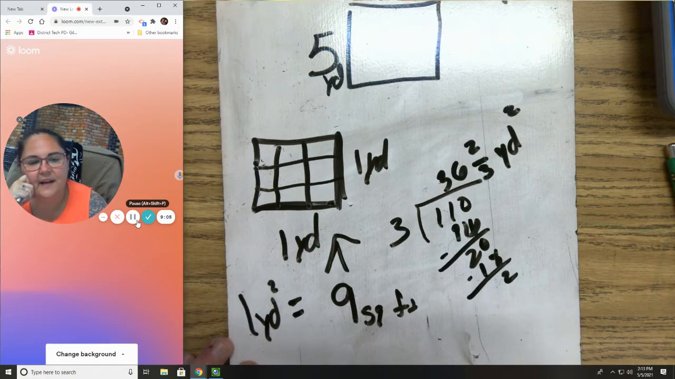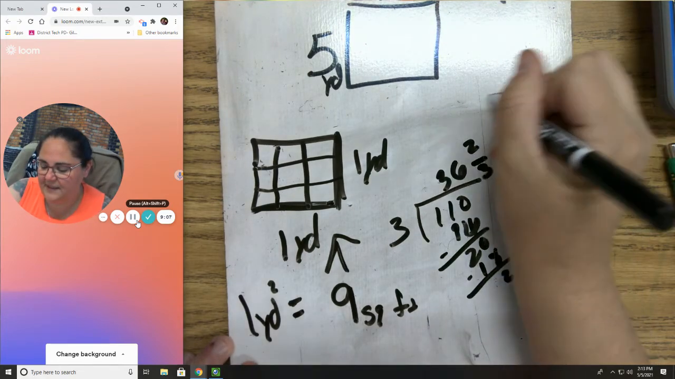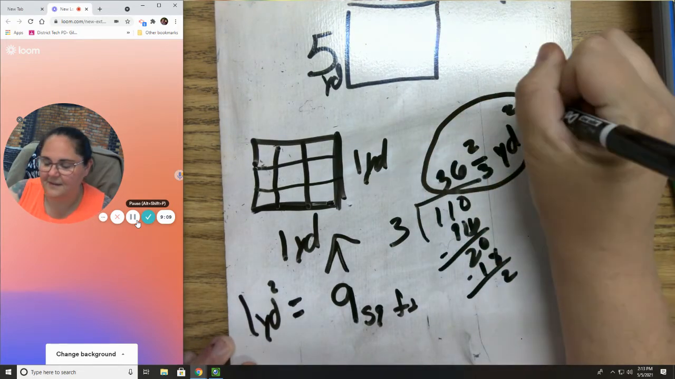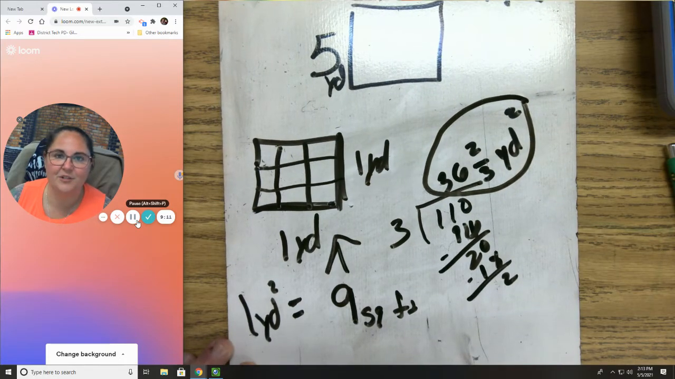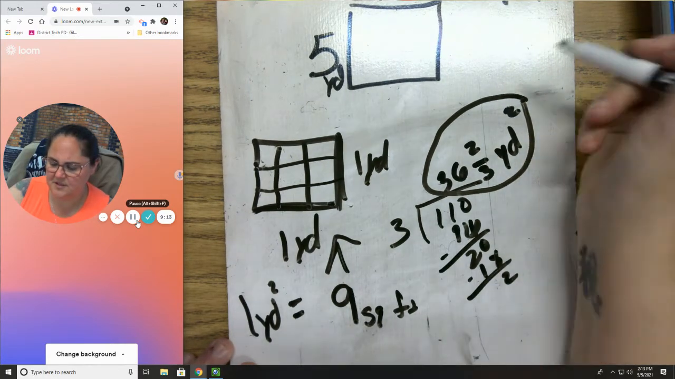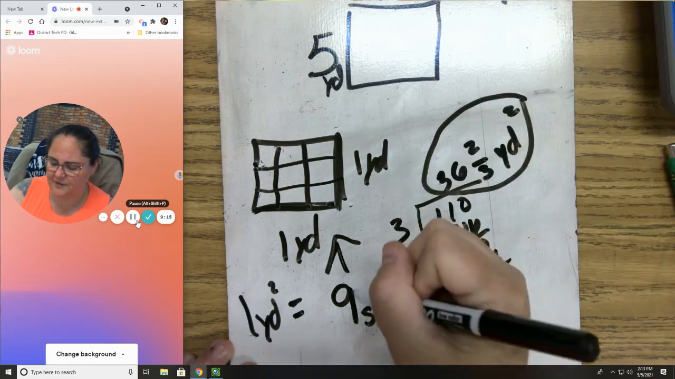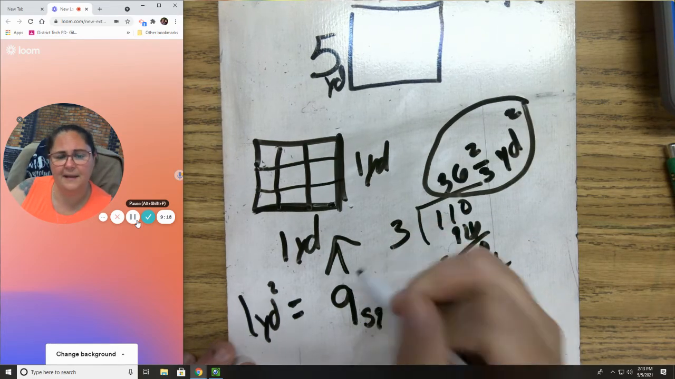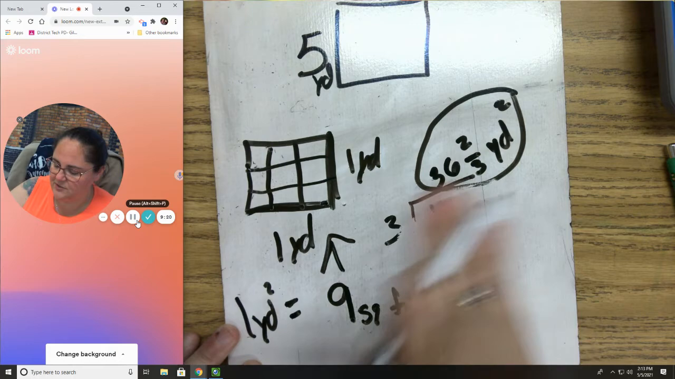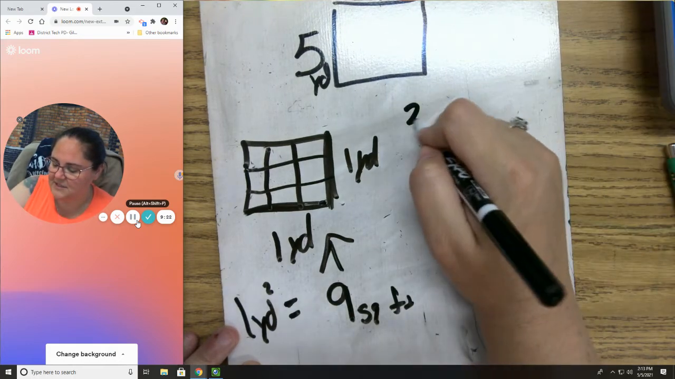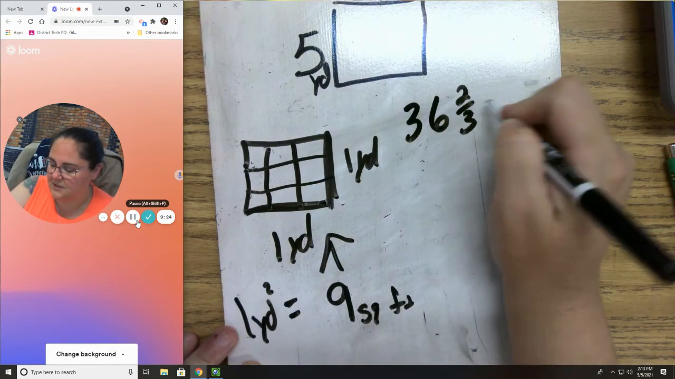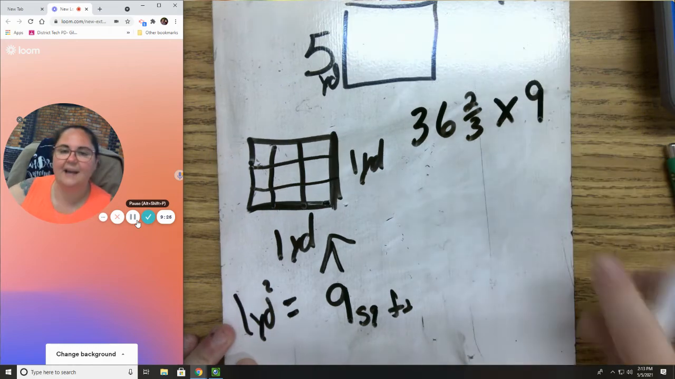Now I need to find how many square feet my porch is going to be. So this is already in yards. I need to convert it to feet, so I need to multiply by 9. That's what you're going to do now. What is 36 2/3 times 9?